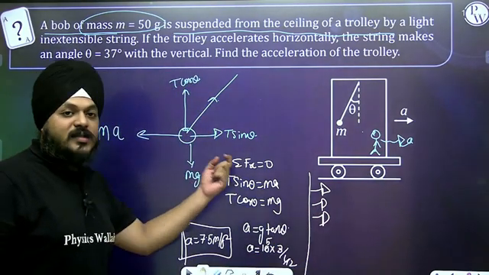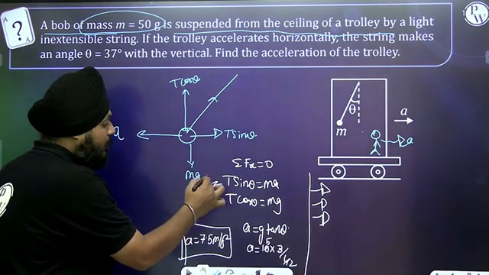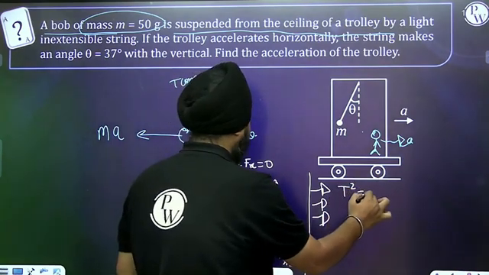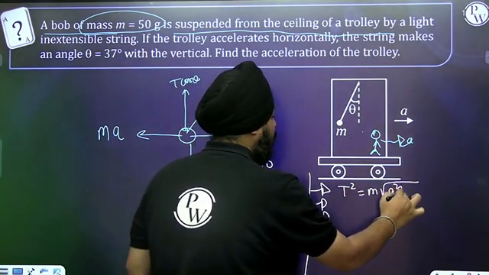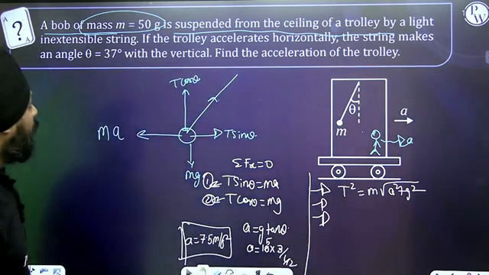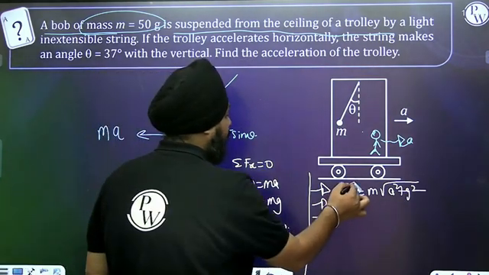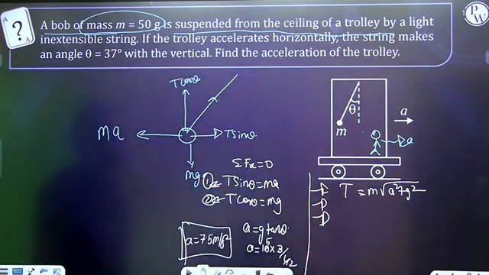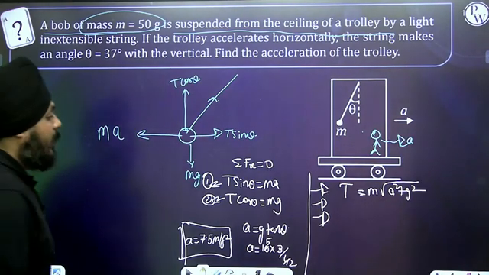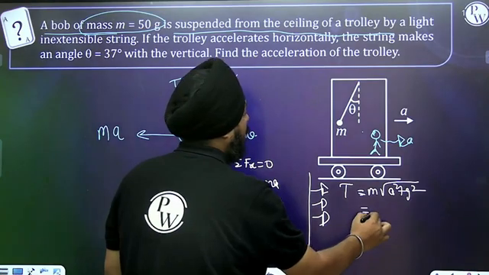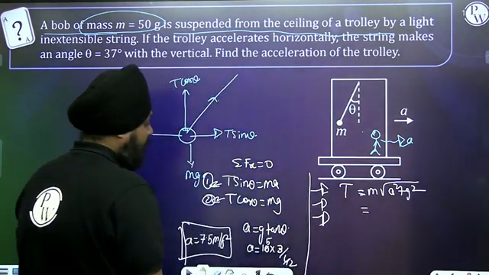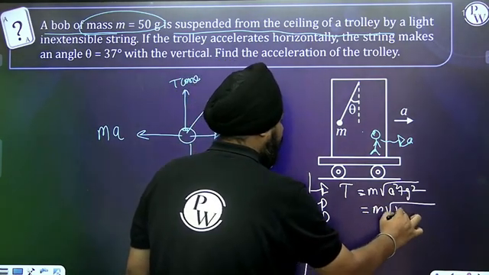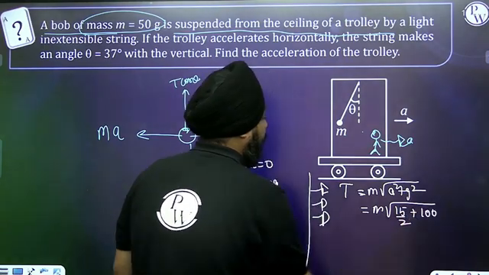How are we going to calculate the tension? Squaring and adding these two equations, equation 1 and equation 2. T square is equal to m square times a square plus g square. Sorry, T is equal to m under root of a square plus g square. Here a is 15 by 2. M is how much? 50 gram.